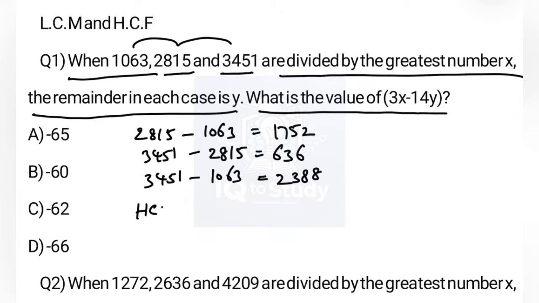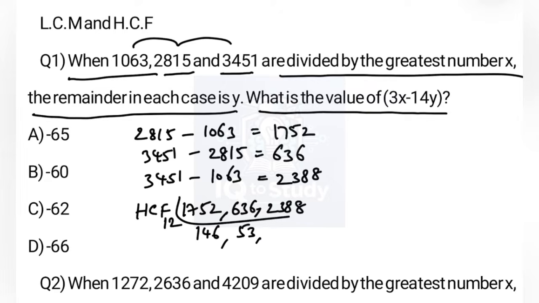Let's find the HCF of 1752, 636 and 2388. If we multiply with 12, then 12 into 146 is 1752, and here it is 53, and for 2388 it is 199. So HCF of these three numbers is 12. Let it be x.